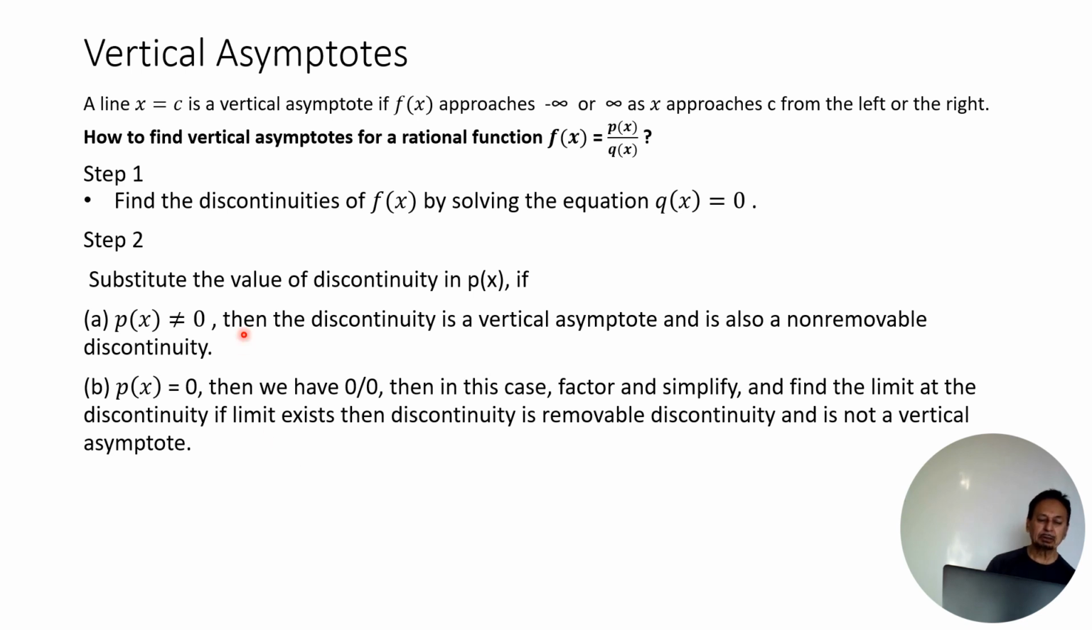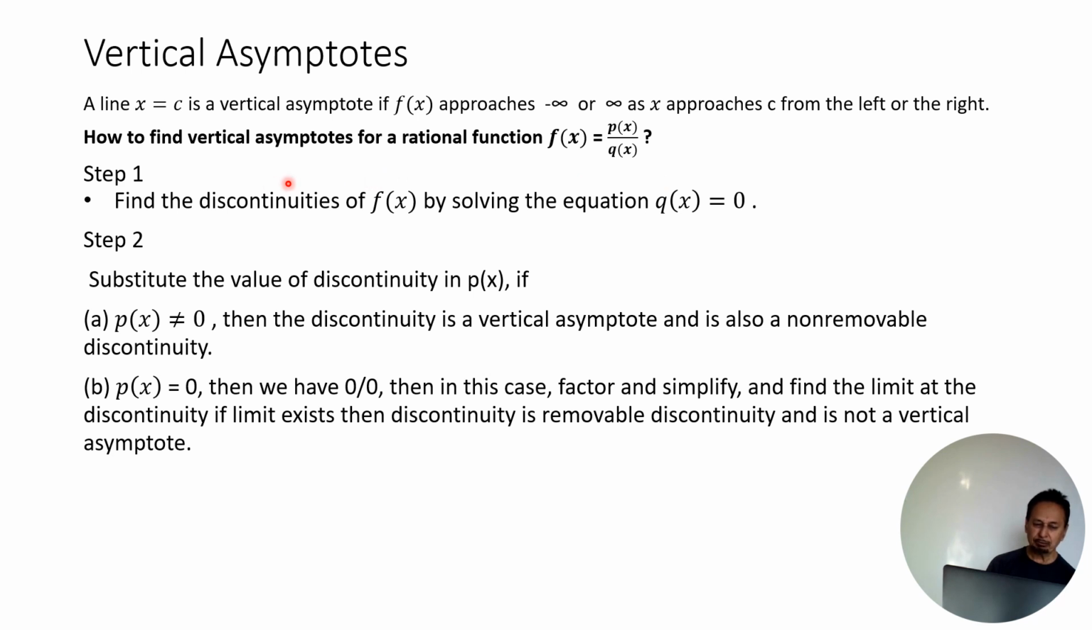Vertical asymptotes. What is a vertical asymptote? A line x equals c is a vertical asymptote if f of x approaches minus infinity or plus infinity as x approaches c, either from the left or from the right.